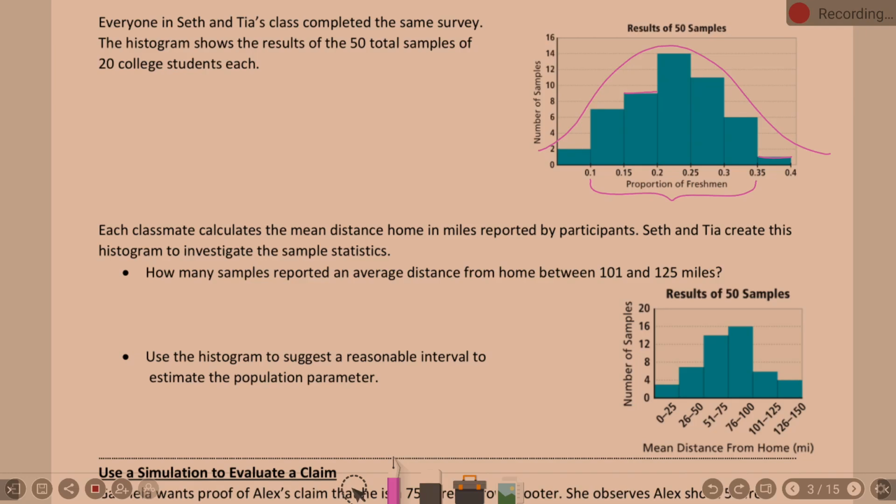So, things I'm going to write down. This is an approximately normal distribution. Most responses fall between that 0.1 to 0.35. So it is reasonable to predict the proportion of freshmen to be between 0.1 and 0.35. That means Seth's result is a better representation than Tia's. Okay? So that's information I'm writing down.